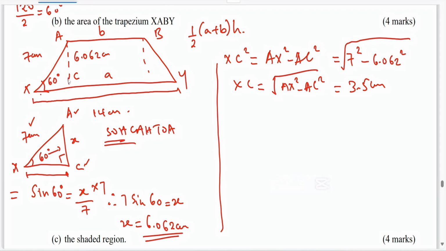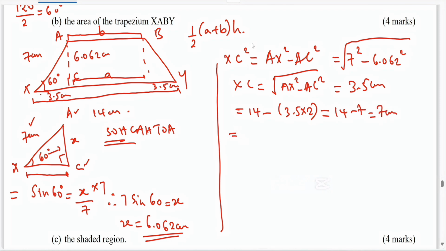Hapo wajua tayari hapa ni 3.5. It means that hapa pia wajua ni 3.5. So for you to get your b, this one, which is just the one which is down, you'll take 14 minus 3.5 times 2 kwa sababu ziko mara mbili on your right and your left. So 14 minus 7 is just 7 centimeter.